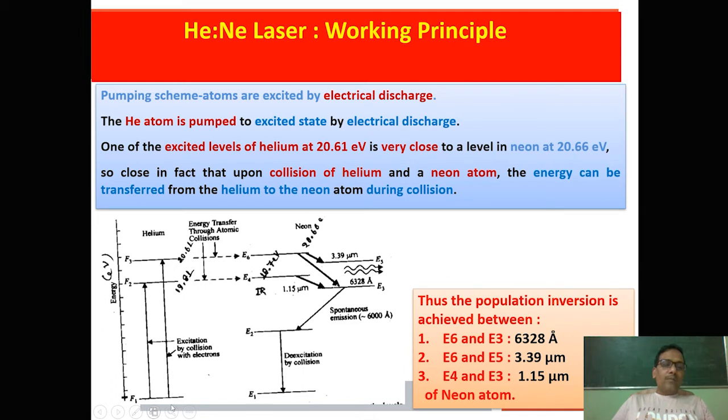This is the ground state of helium and this is the ground state of neon. After collision with electrons and other ions, helium absorbs energy and is excited up to the higher energy levels F2 and F3.